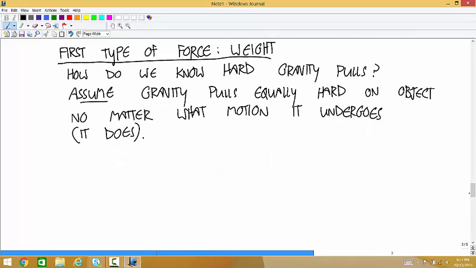So what we're going to do is use the fact that when an object's in free fall, we know what its acceleration is. And then we're going to combine that with Newton's second law and figure out what the force is. Okay?